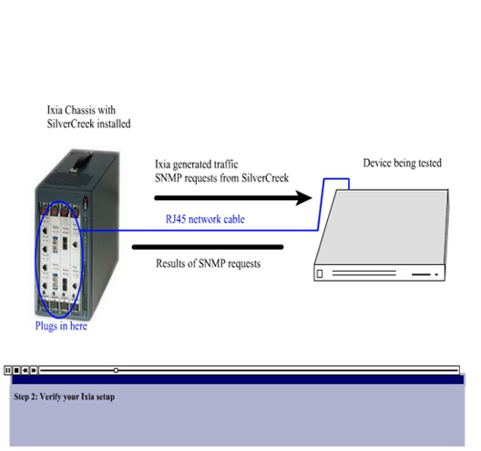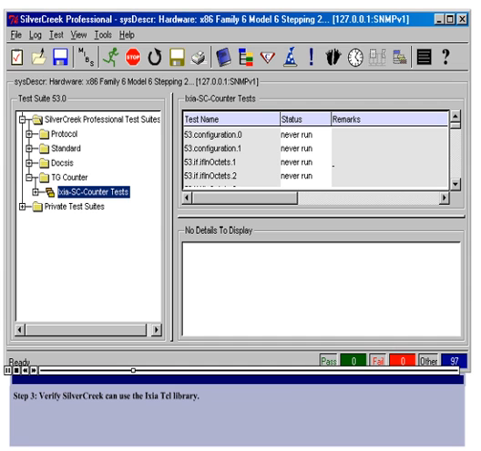Step 2. Verify your IXIA setup. Follow the Quick Start Guide in the IXIA Tickle Developer Guide and make sure you can run ixsampletcl.tcl as instructed there. Step 3. Verify SilverCreek and use the IXIA Tickle library.